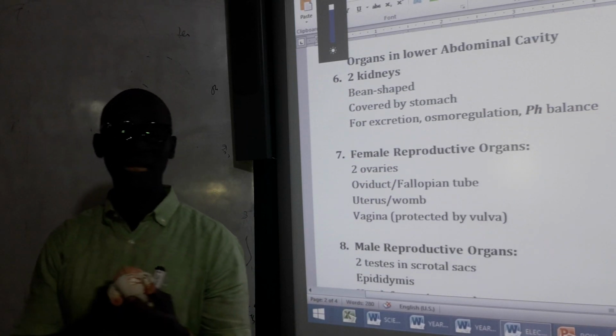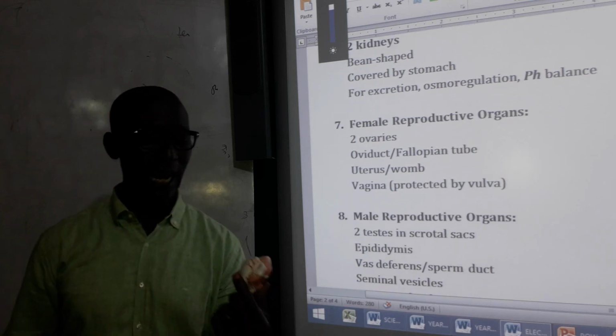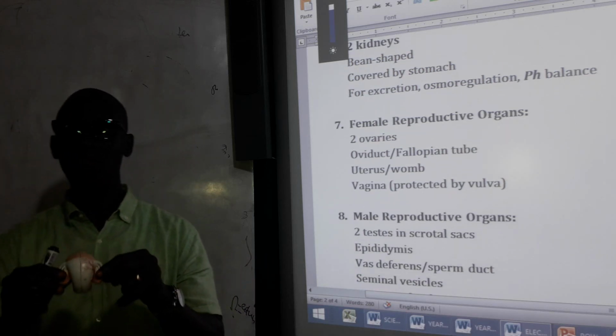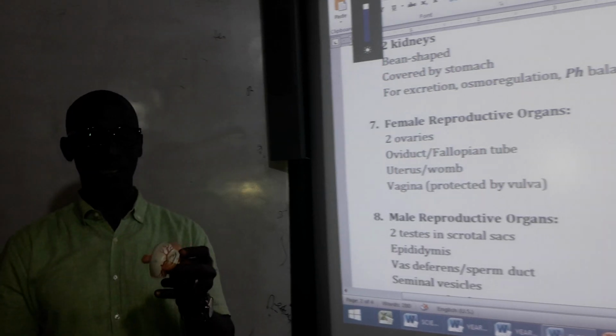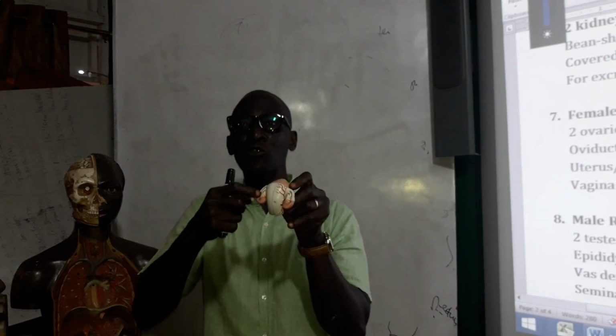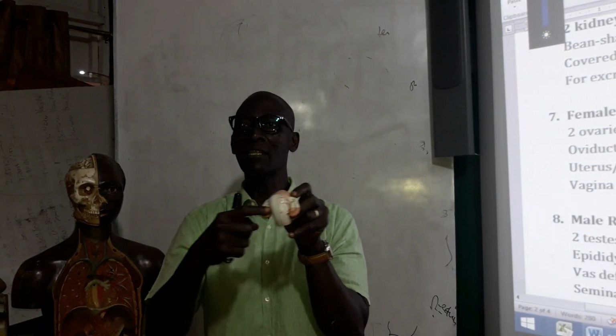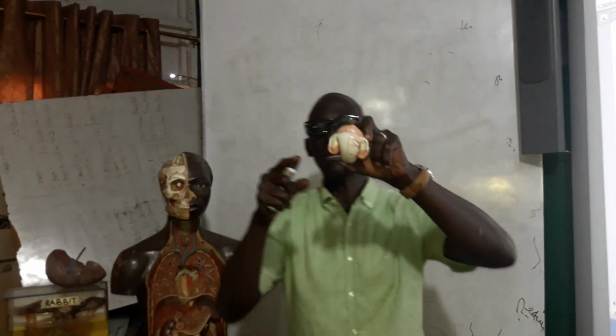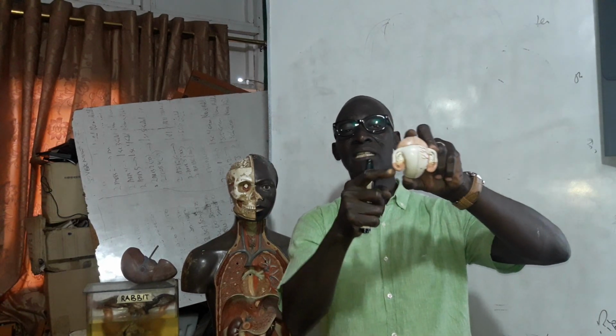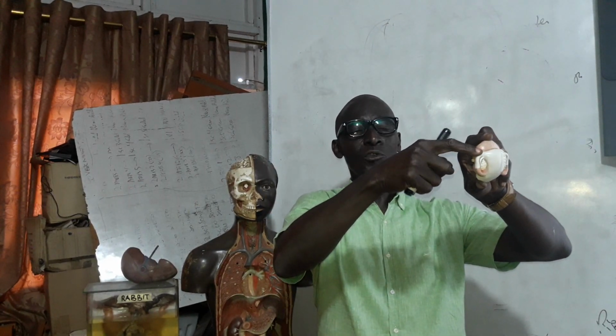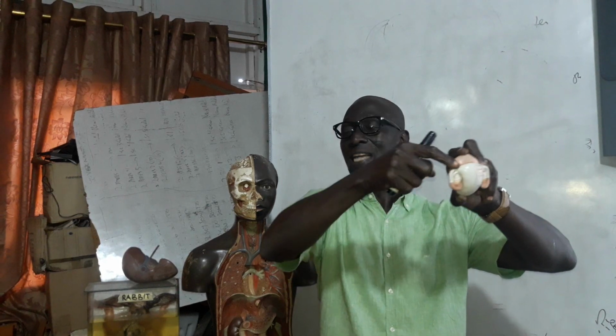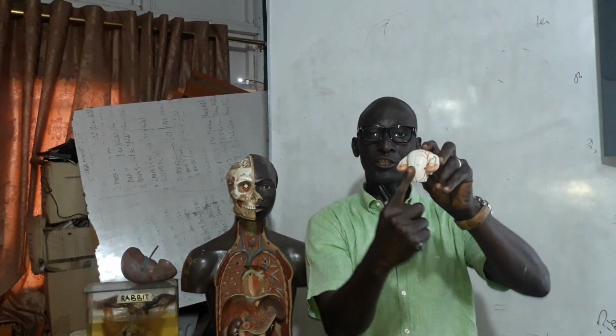Female reproductive system means that it comprises various organs, all connecting to perform a particular function. The major organs for reproduction in females are two ovaries. Every female has two ovaries. If you watch carefully from the model in my hand, these are the ovaries. Now from the ovaries, you can trace outside through this vessel. This is called the oviduct or the fallopian tube, and then this large area will represent the uterus.